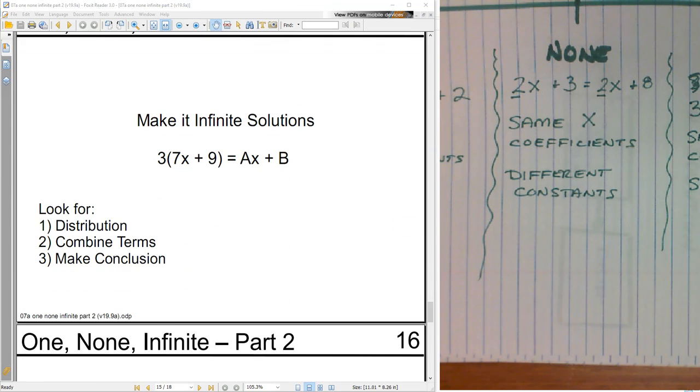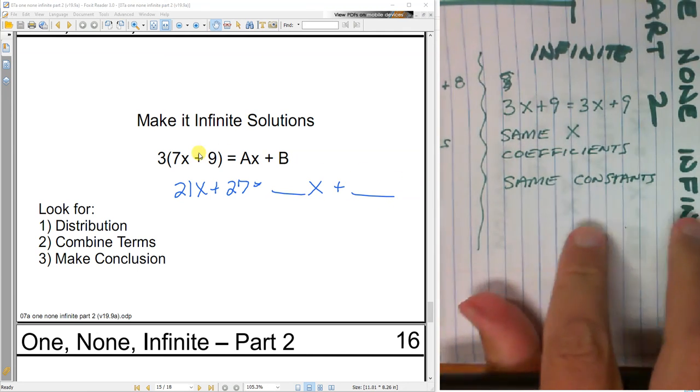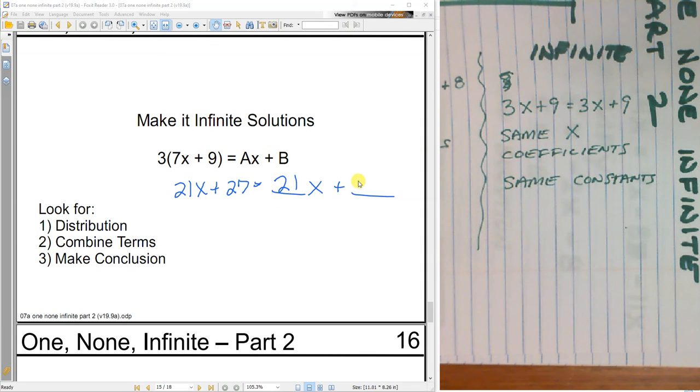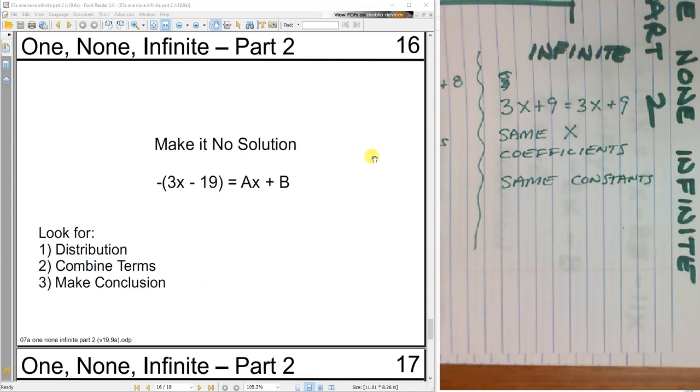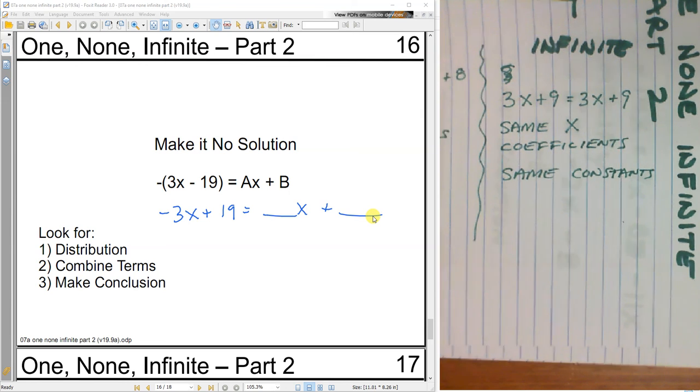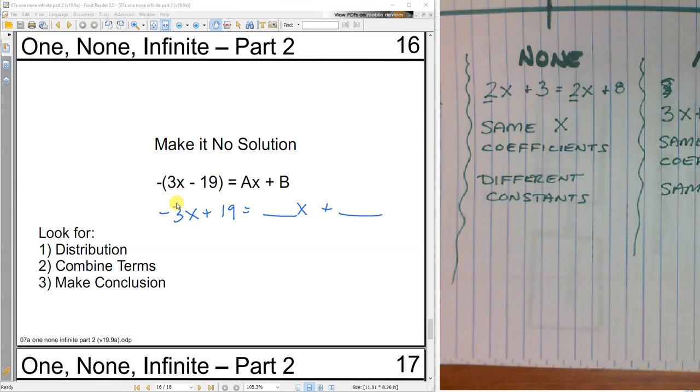Make it infinite solutions. Okay, I've got this. 21x plus 27 equals ax plus b. Infinite solutions. Everything's the same. Make it no solution. I've got this. No solution. A little distribution. Negative 3x plus 19 equals x plus. Okay. No solution. Same x's. Different constants.